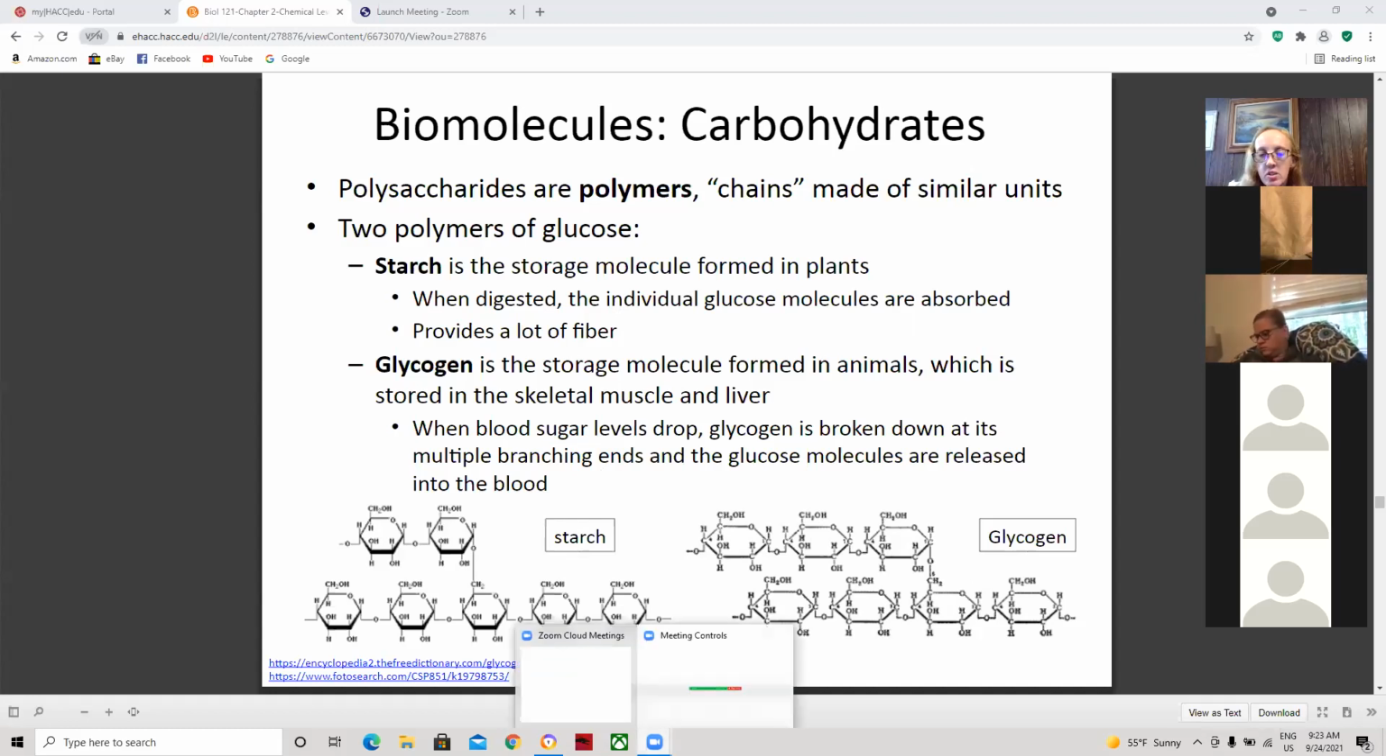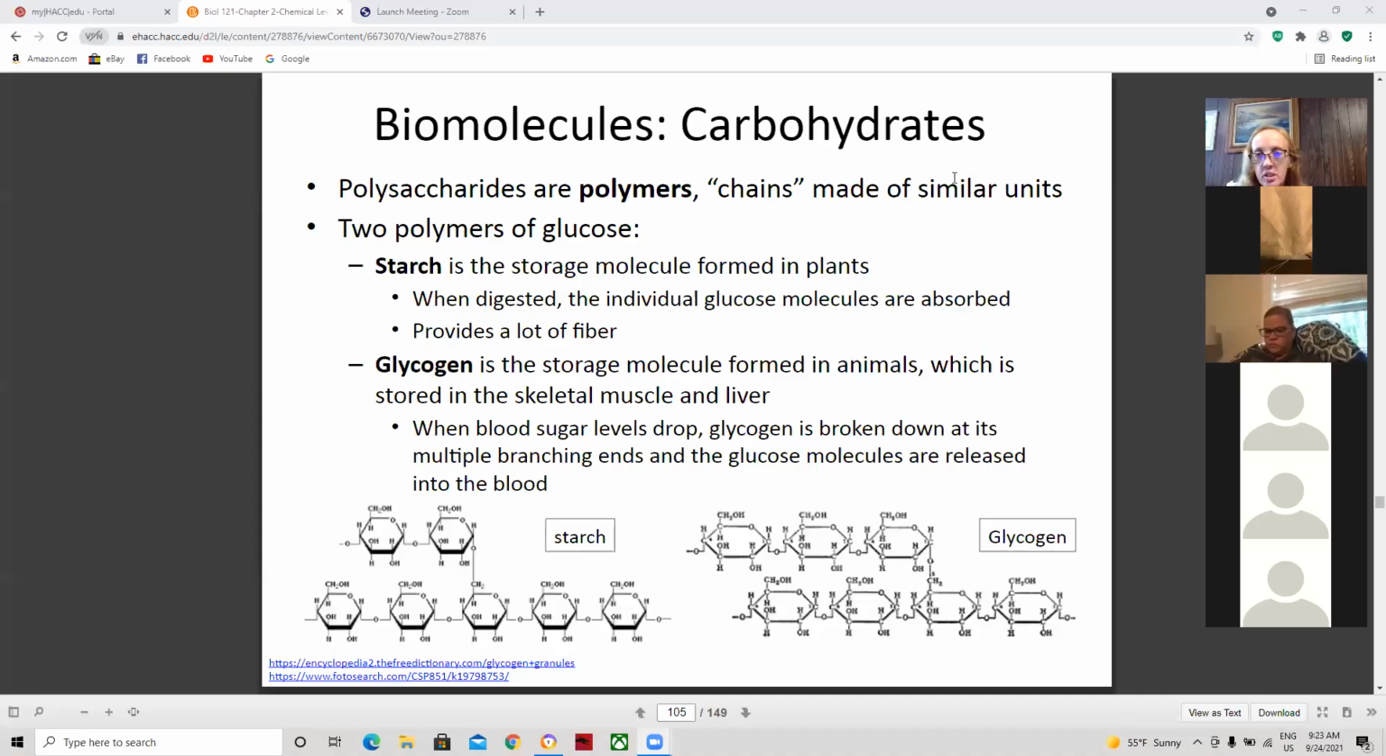Another word that we should introduce to our list of terms or root words.